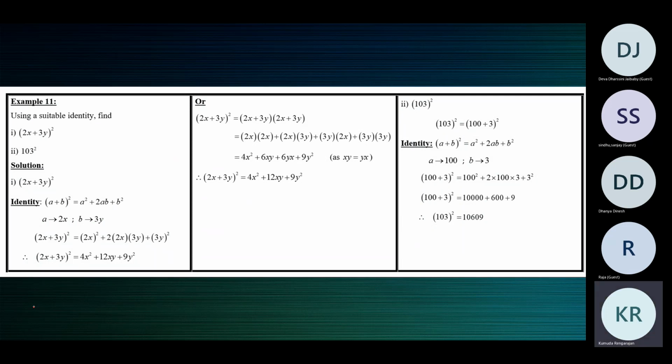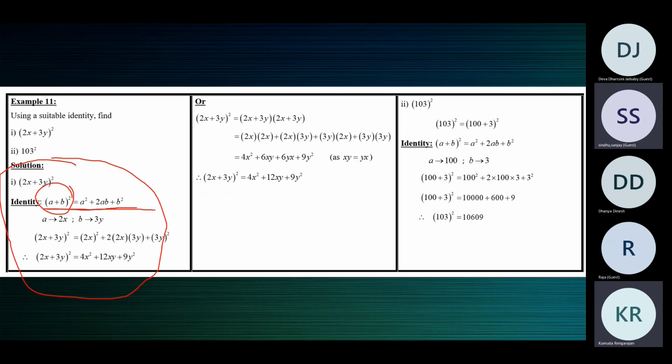Look at the first one, 2x plus 3y. Look at this part, children. So first, we need to identify the correct identity. Now the given question looks like this one, meaning it looks like this part of this identity. Yes or no, children?